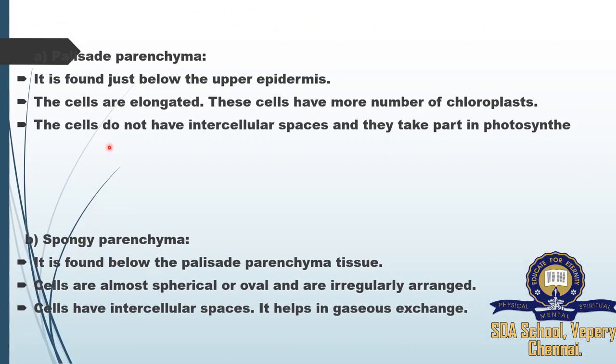What is palisade parenchyma? It is found just below the upper epidermis. Yes, the cells are elongated. Elongated means it has been stretched. These cells have more chloroplasts. Chloroplast is present inside the cell and contains chlorophyll. It is green colored, helping photosynthesis. The cells do not have intercellular space and they take part in photosynthesis.